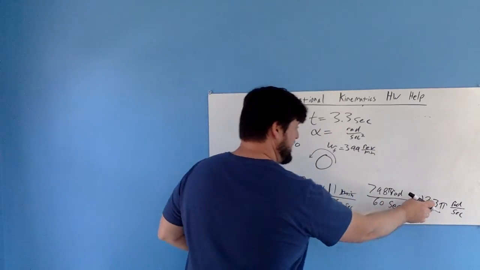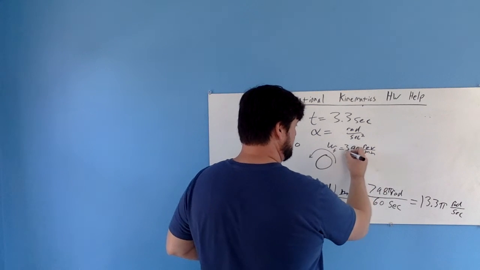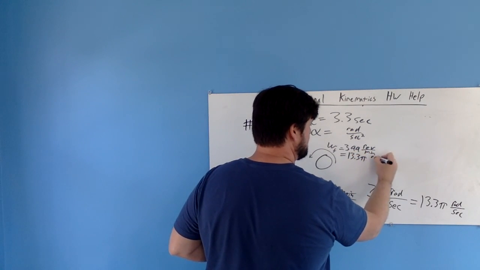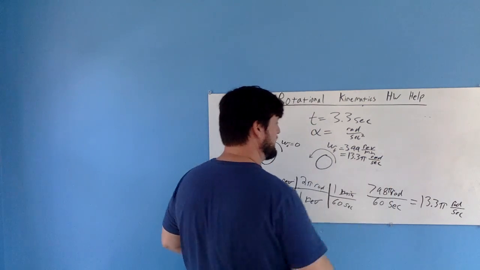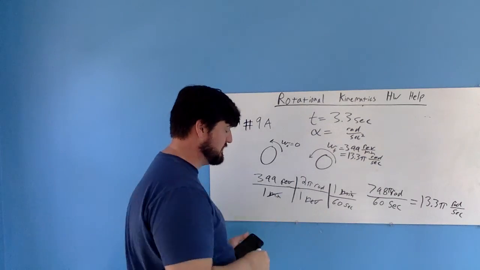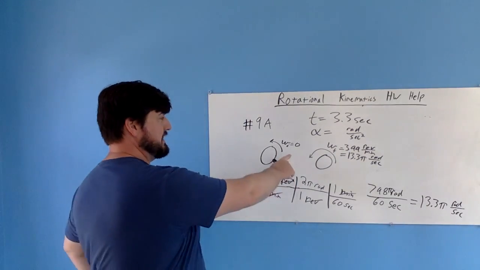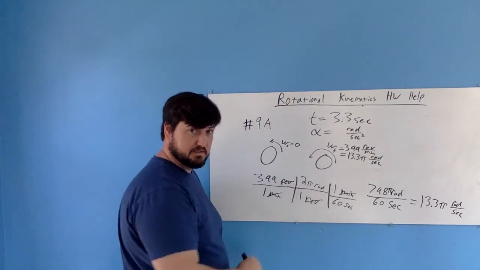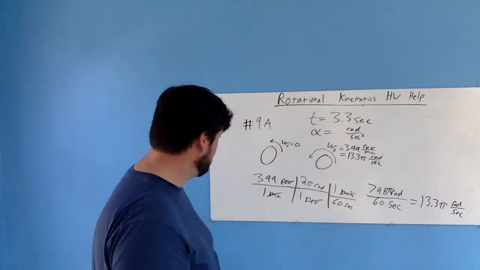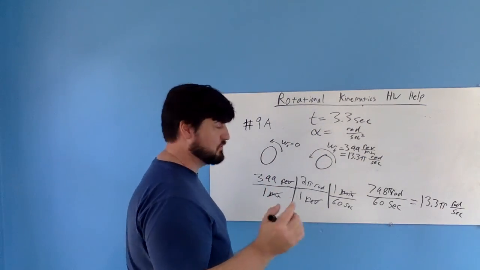But I've got my omega. Okay, that is now my omega final. So that's also equal to 13.3 pi radians per second. That's my omega final. And I want to find my alpha. So again, look at what we've got. We've got initial and final velocity. We want to find an acceleration, and we know time. So the best equation was one of those ones that we used before.